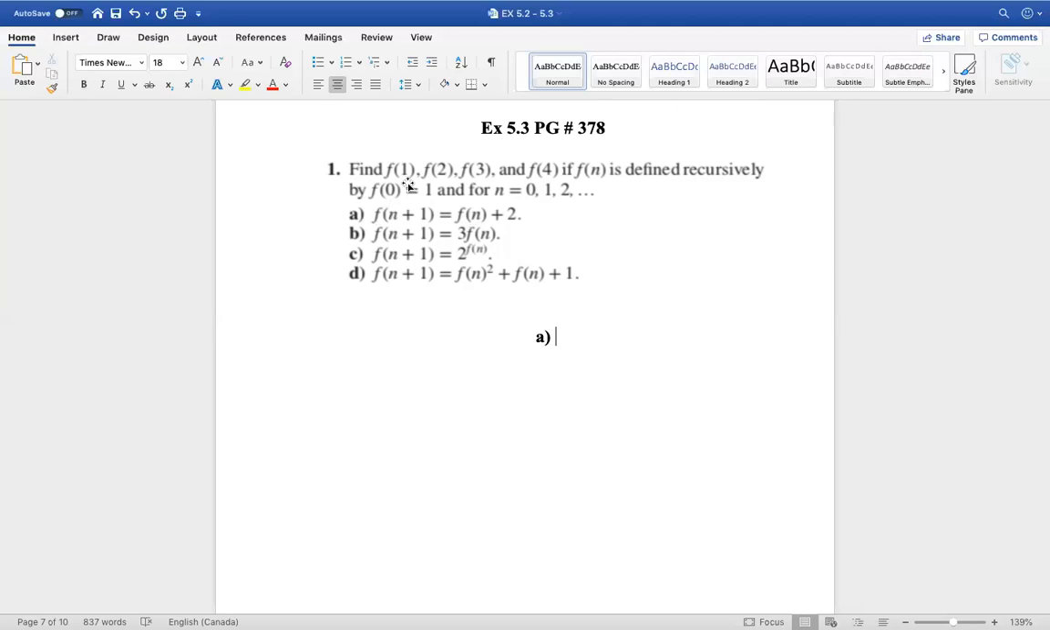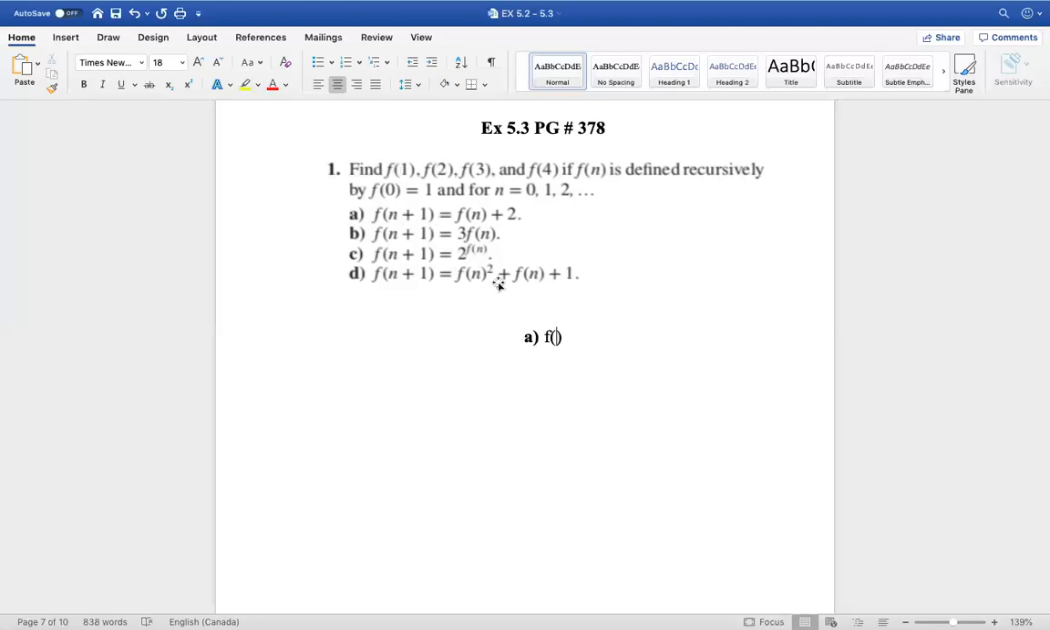So we have: find f of 1, f of 2, 3, and 4, defined recursively. Here we have f of n plus 1, which is defined in terms of n, right? So we have a function which is basically defined in terms of n. So this is a recursive function. So let's take this function, and let's take part A.